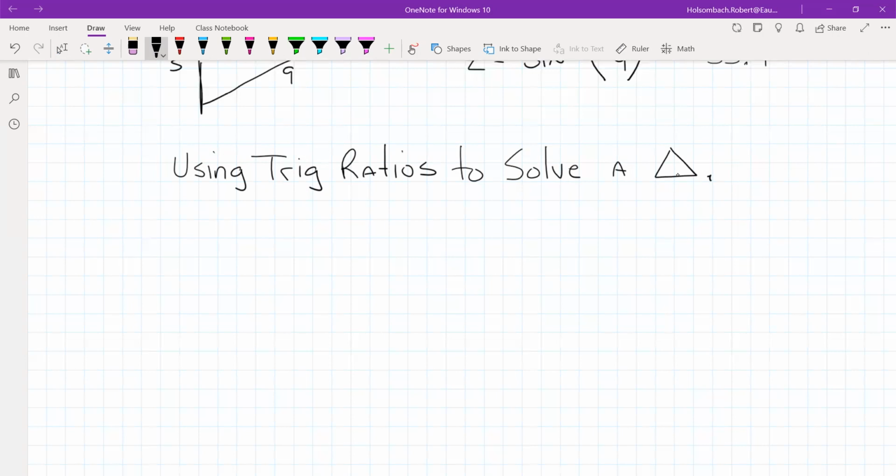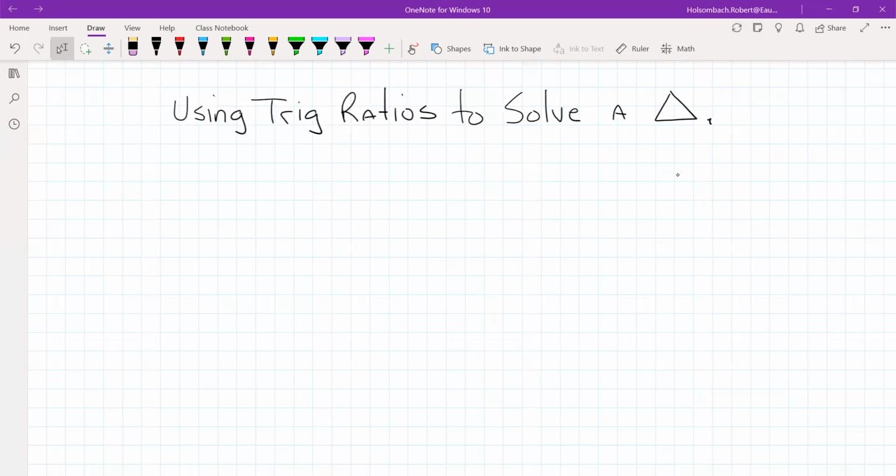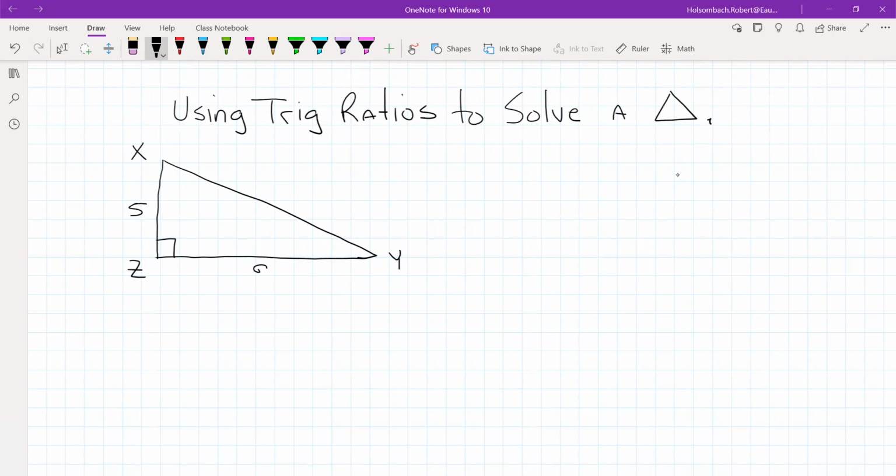Round side measures to the nearest tenth and angle measures to the nearest degree. So that's the nearest whole number. And here's the triangle given. XYZ. And a 5 and a 9. That's all it's given.